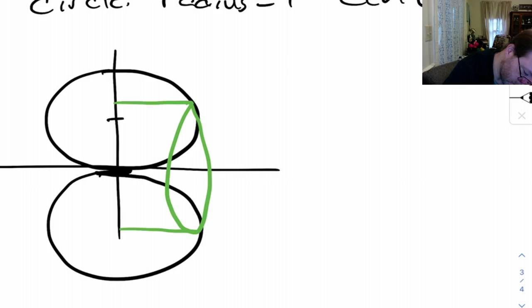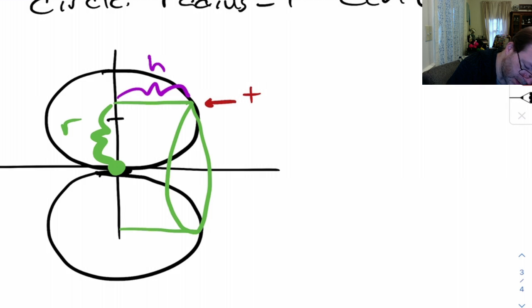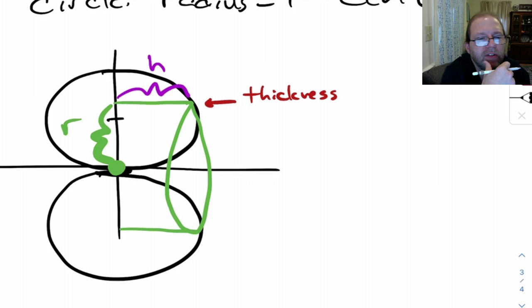All right, so let's see, we've got to come up with the radius. That's the radius. And we've got to come up with the height. That's the height. I guess we also need the thickness. All right, what's the thickness of this thing? Well, the shells are rotated around a horizontal axis. So the thickness is like from here to here. So the thickness is going to be dy.